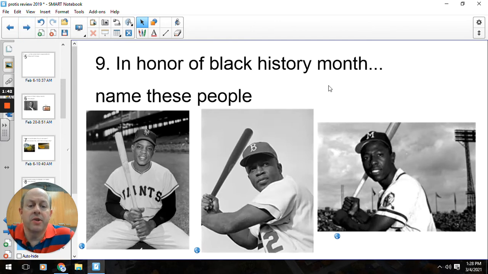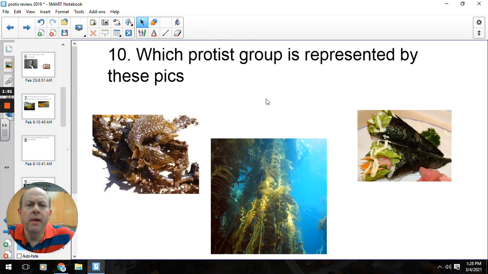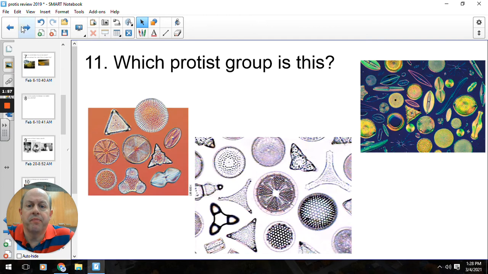We had our three baseball players, so Willie Mays, Jackie Robinson, and Hammerin' Hank Aaron. These pictures all represent brown algae. So we got our sushi, kelp, and brown algae.